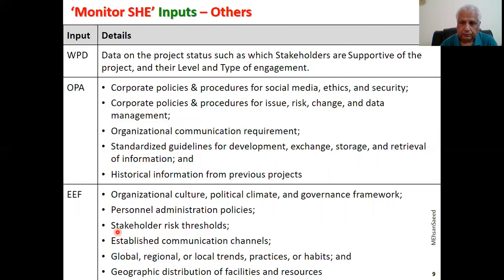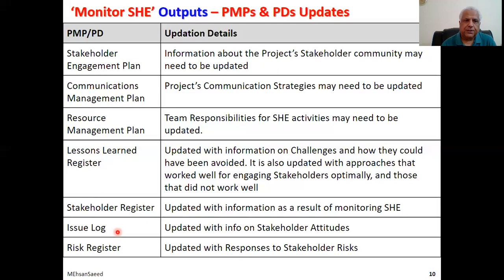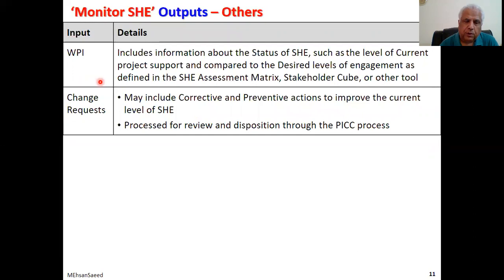Then we come to the outputs. It's mostly updates. But here I would like to dwell on one output, the change request. See what the PMBOK says. May include corrective and preventive actions to improve the current level of stakeholder engagement. And I think it is pretty obvious now that this process, if it includes corrective and preventive actions, which are control actions, therefore, monitoring stakeholder engagement cannot just be confined to monitoring. It has to be control.